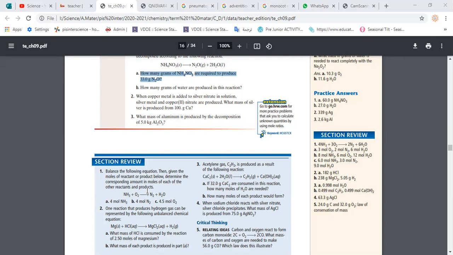Guys, are you working? Is there any problem till now? No. Okay, keep working. So actually the mass of nitrogen is 14, hydrogen is 1, oxygen is 16.